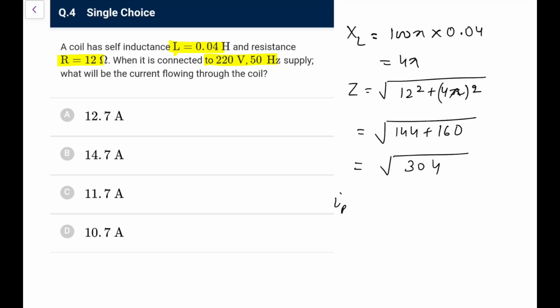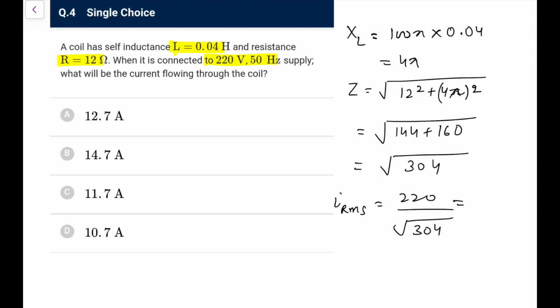So the current I RMS would be V RMS, which is 220 divided by root 304. So 304 is between 17 and 18. So if I do 220 by 17, that will roughly give me 13, so it would be lesser than 13 but closer to that.